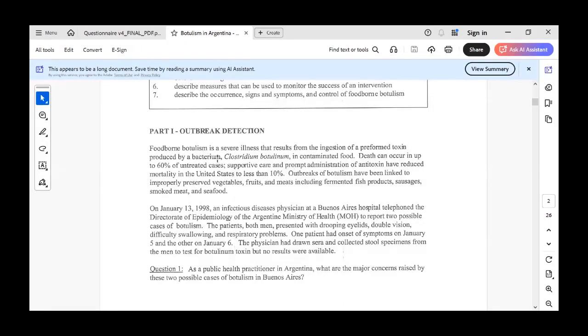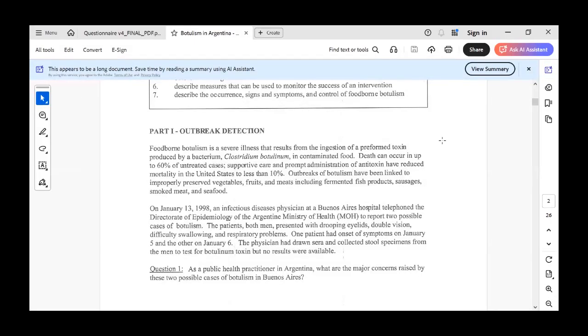So botulism, foodborne botulism, is a severe illness that results from the ingestion of a preformed toxin produced by a bacterium, Clostridium botulinum, in contaminated food. Death can occur in up to 60% of untreated cases. Supportive care and prompt administration of antitoxin can reduce mortality in the US to less than 10%. Outbreaks of botulism have been linked to improperly preserved vegetables, fruits, and meats, including fermented fish products, sausages, smoked meat, and seafood.